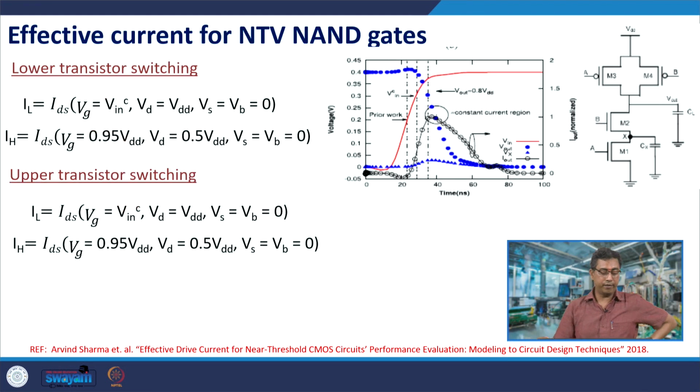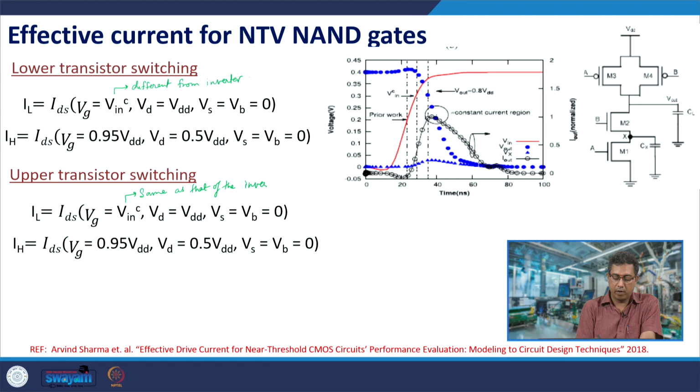Now, let us look at the effective switching current for NAND gates. For lower transistor switching, this V in C is different from that of the inverter, and for upper transistor switching, this is the same as that of the inverter. Now, we have these two values. What is the value of effective current?